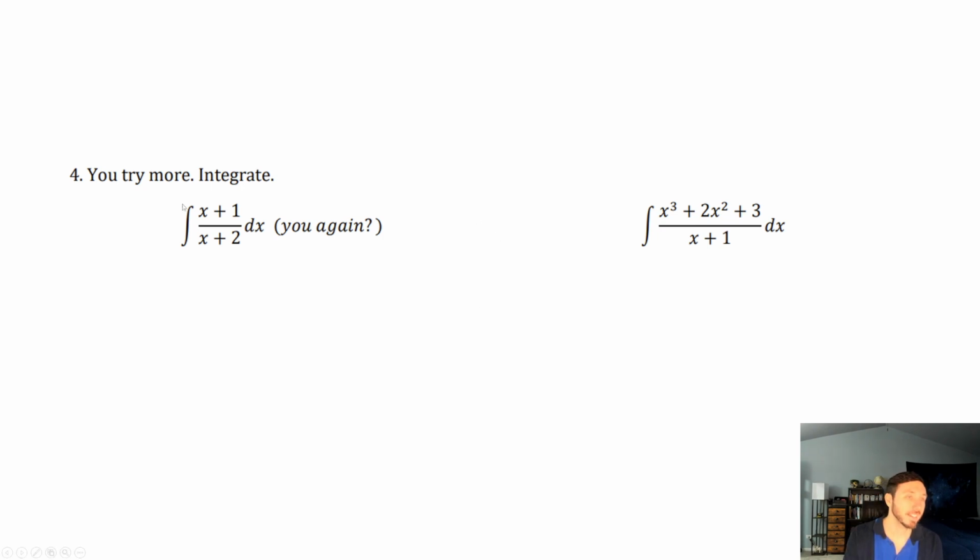So try this one out again, but this time around with polynomial long division, and then you can decide which one is a little bit more manageable. Also, this one plays out very similarly to this one right here. So we're doing polynomial long division in each case. Give these a go. 3, 2, 1.